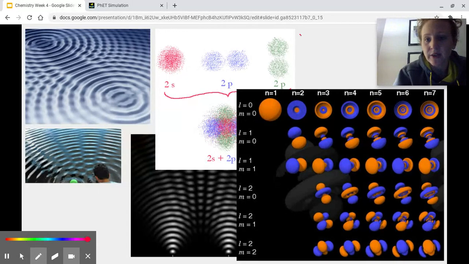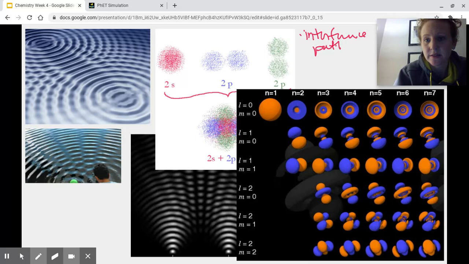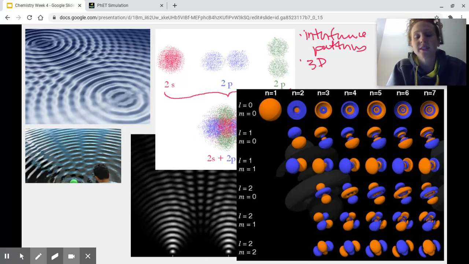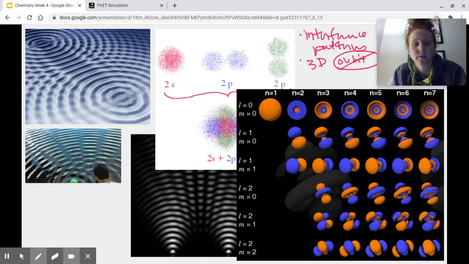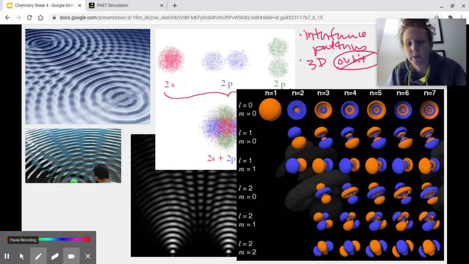Okay, let me write this down. Interference patterns is three-dimensional. The place where electrons spend their time is going to be a three-dimensional space. It's not going to be an orbit as Bohr described it. Bohr described it as a little track, like a racetrack, where electrons spend their time. And we can see from these interference patterns that that is not the case of where electrons spend the time. They spend their time in three-dimensional spaces.